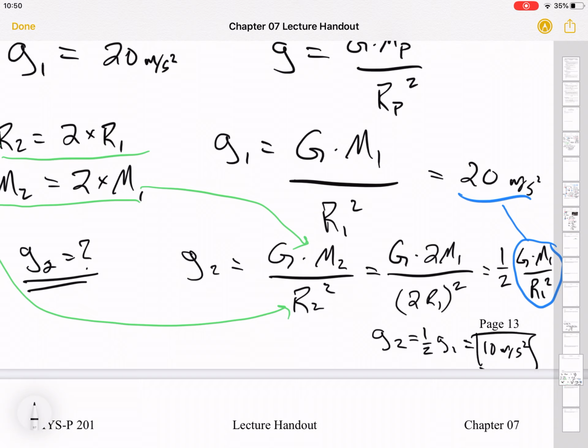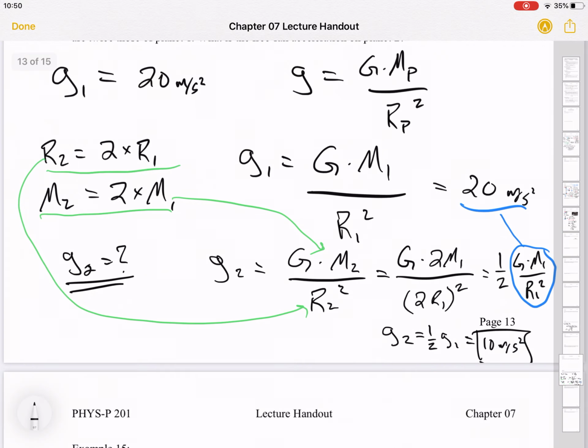So what's really interesting here is that I didn't have to use capital G at all. Right? I didn't have to know the mass or radius of planet 1. All I needed was the ratios to figure this out. Okay, that's kind of cool.